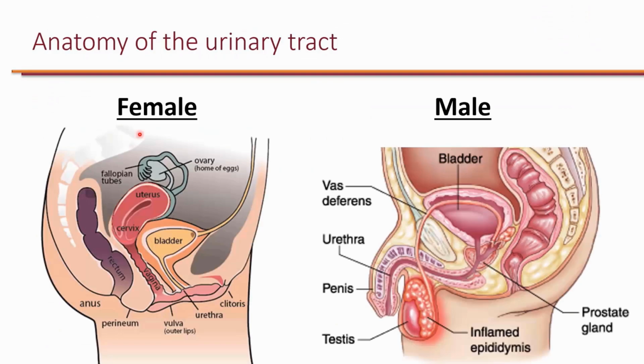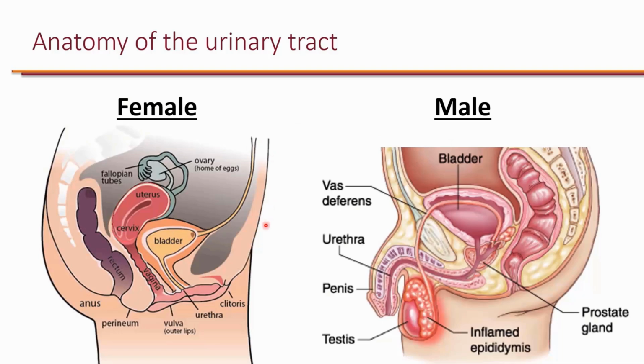Now let's take a look at the anatomy of the urinary tract. On the left you're looking at the urinary anatomy of the females, and on the right you're looking at the urinary anatomy of the males. Note that the urethra is what's connected to the bladder, so the urine will exit the bladder through the urethra in both females and males. There's a urethra that goes through the penis and is connected to the bladder, and the ureters connect the bladder to the kidneys in both females and males.